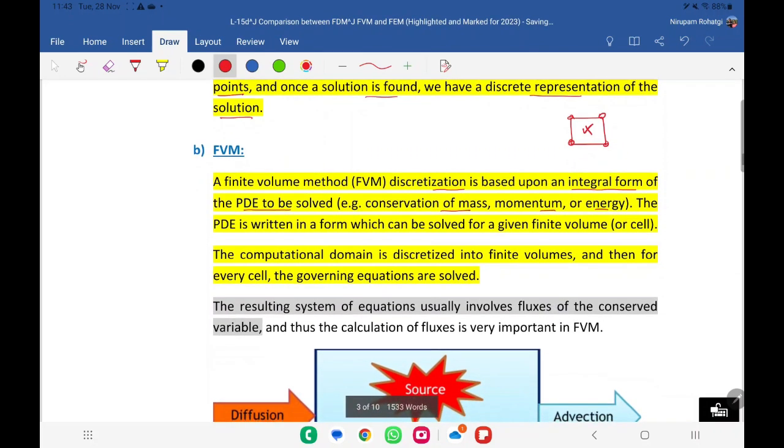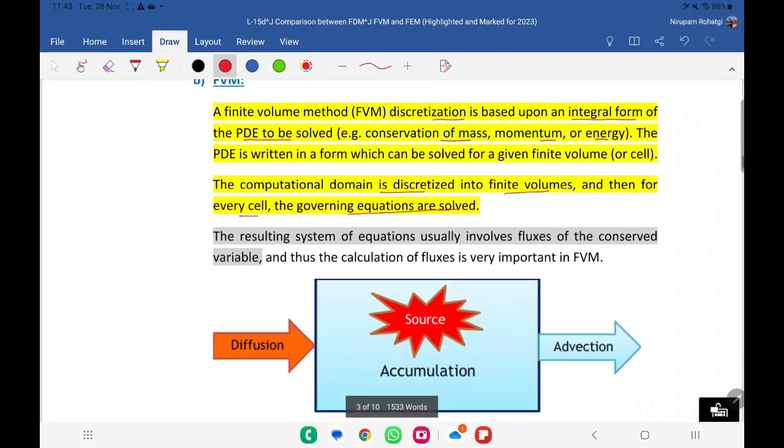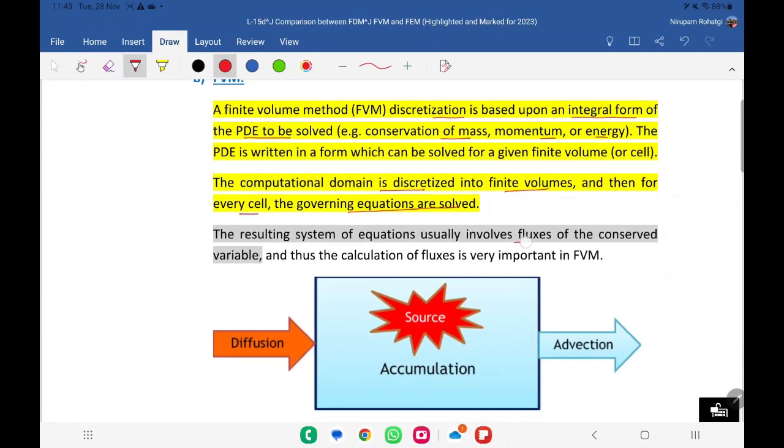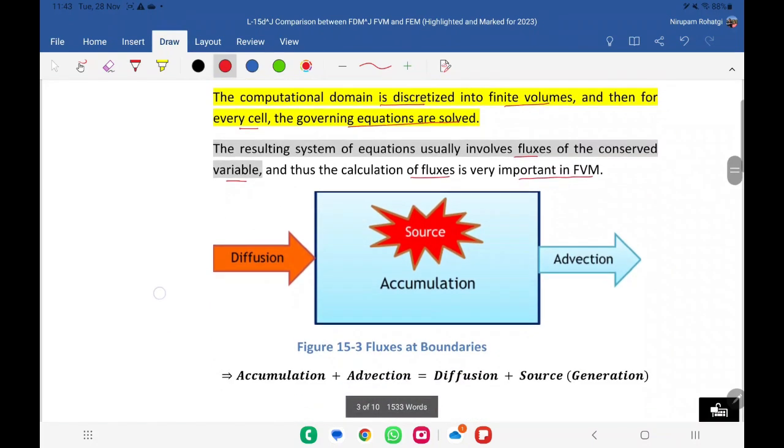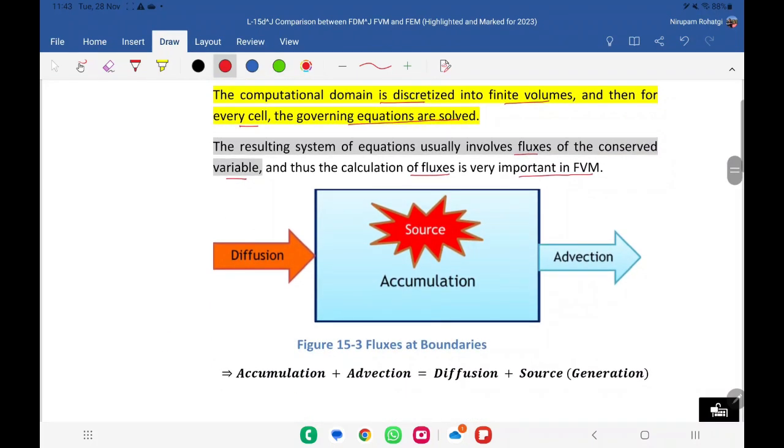The computational domain is discretized into finite volumes, and then in every cell the governing equations are solved. The resulting system of equations usually involves fluxes of the conserved variable. Thus, calculation of flux is very important in FVM. So this is where we talk in terms of conservation of a quantity. We have seen this diagram before. These are the fluxes.